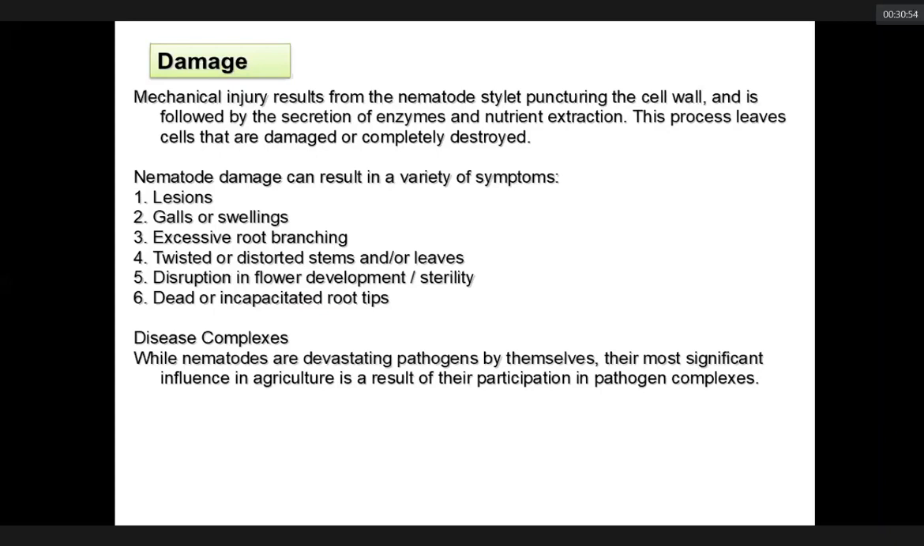Stylet means the needle-like structure present in the head region of the plant parasitic nematode. Okay, so we use that stylet to puncture the root zone. As a result, there will be damage, there will be disruption in the root zone. And you can see here, lesion. Lesion means a kind of disruption or damage because of attack of a pathogen or parasitic nematode. Okay, there will be lesion.